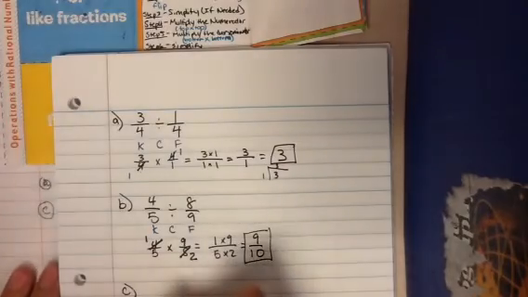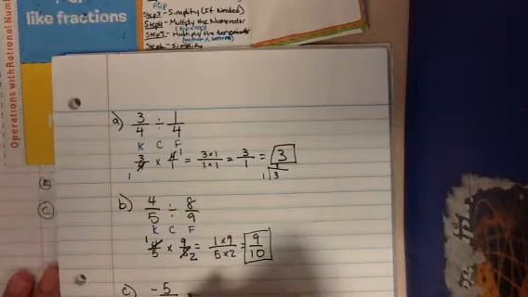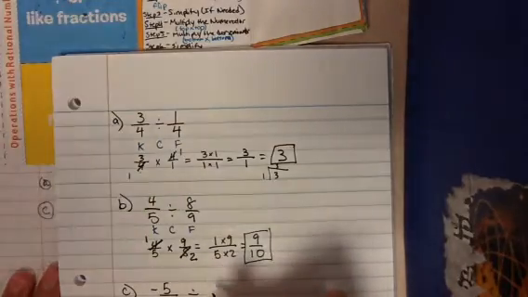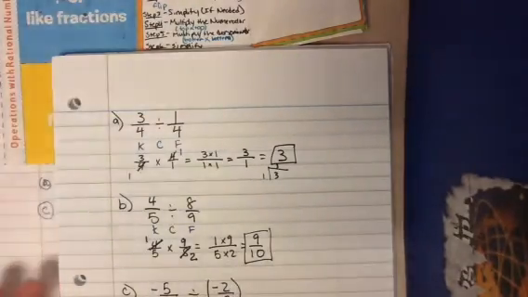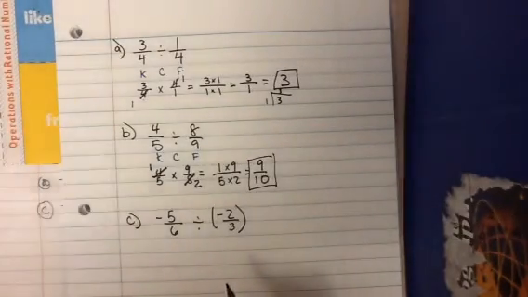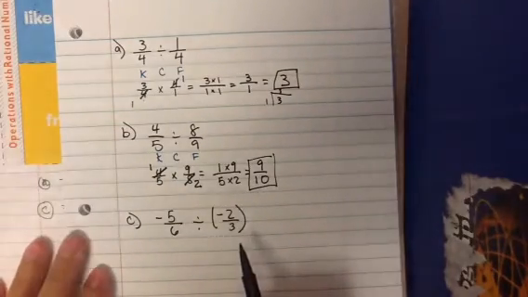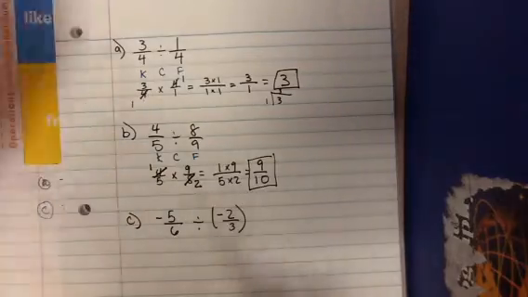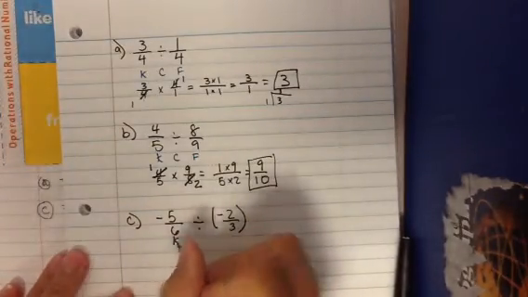C is our final question. It is -5/6. We're throwing a negative in there this time, divided by another negative 2/3. So let's make sure that we remember our negatives when we're working through this problem. Step 1 is to see if we need to change it into an improper fraction. We do not need to do that yet because we do not have a whole number or a mixed number. So we're going to move into step 2, which, remember, because we're dividing, is KCF.